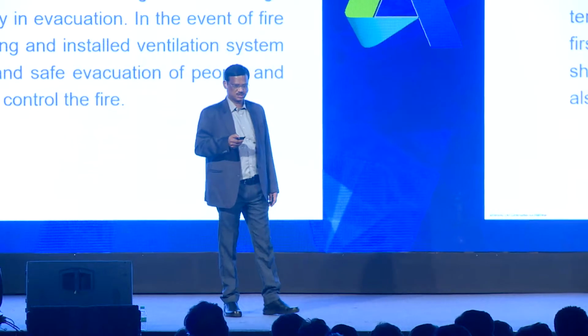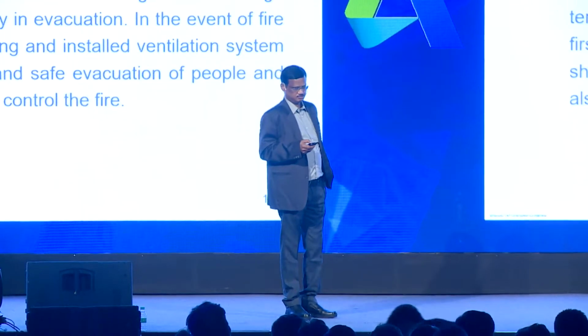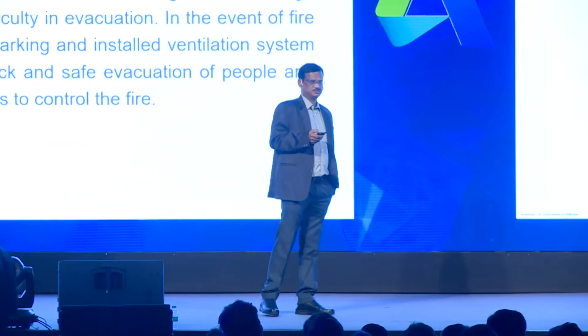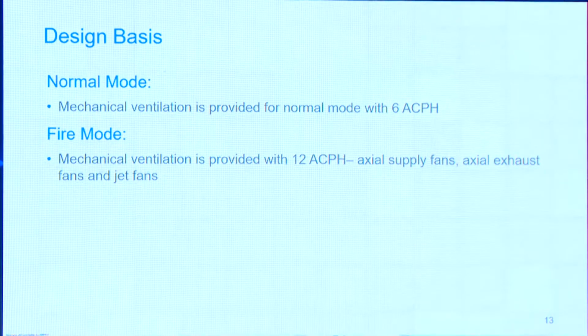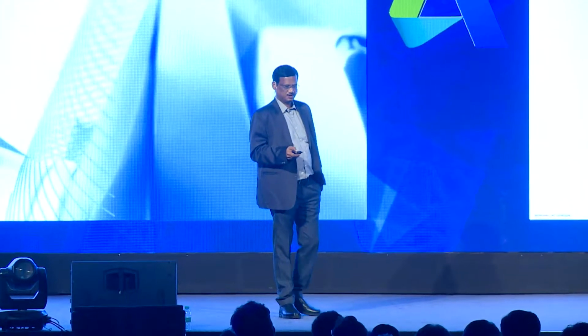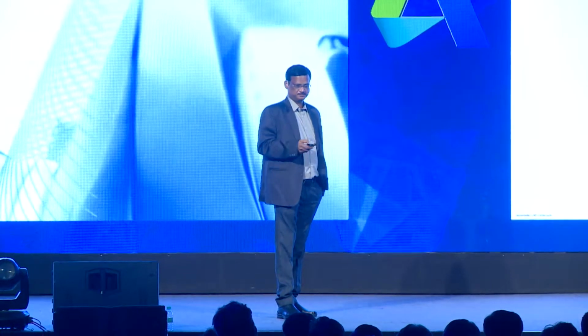And there are two modes: normal mode, where CO is a contaminant and can be a life hazard, and then in the event of a fire in the car park, the smoke can be a hazard to life safety. Usually normal mode is designed with 6 ACH ventilation, and fire mode is designed for 12 air changes per hour. Although Autodesk CFD can be used for both normal mode and fire mode, I'll cover only the fire mode, how we have used it and how we have evaluated the life safety.